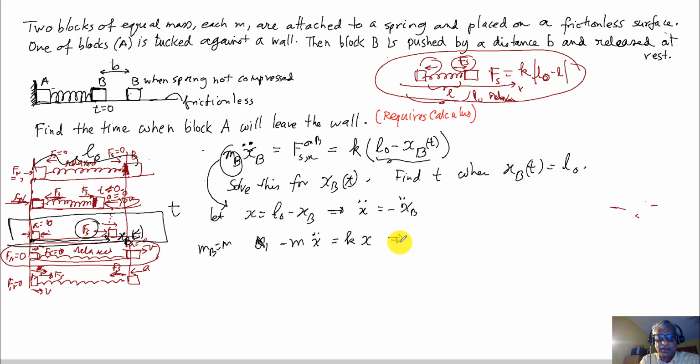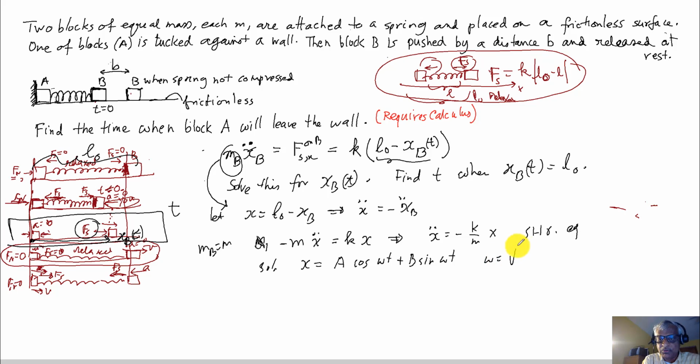So this will be x double dot equals minus k over m x, and this is a simple harmonic oscillator equation. So the solution is simply x equal to a cosine omega t plus b sine omega t, and omega is the square root of k over m. Velocity is minus omega a sine omega t plus omega b cosine omega t.